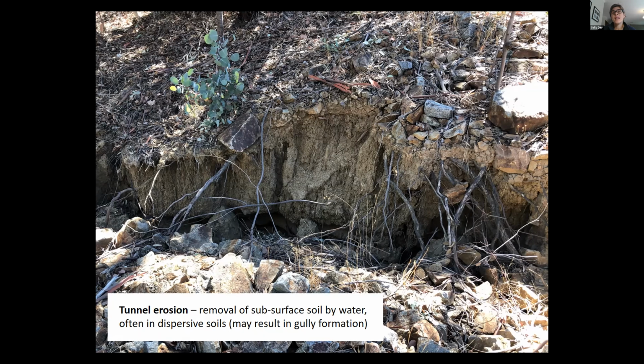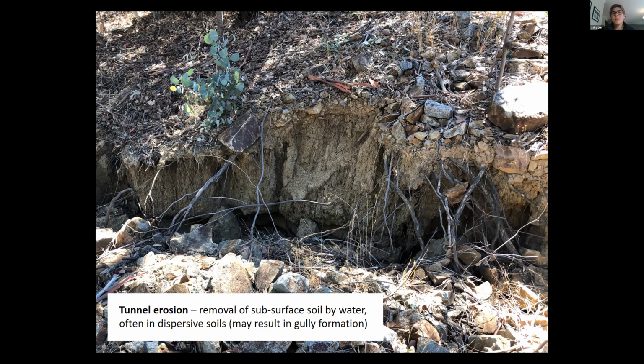But if you're in areas with really dispersive soils, it can be just the natural movement of the flow of water through the surface, which is removing material. And over time, these tunnels get bigger and bigger. Then that can lead to collapse of the material above and the formation of quite a pronounced gully.